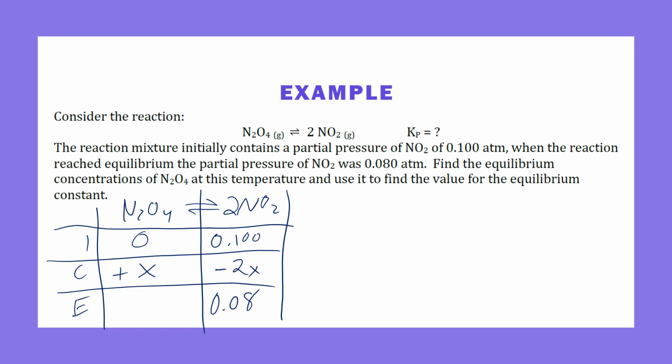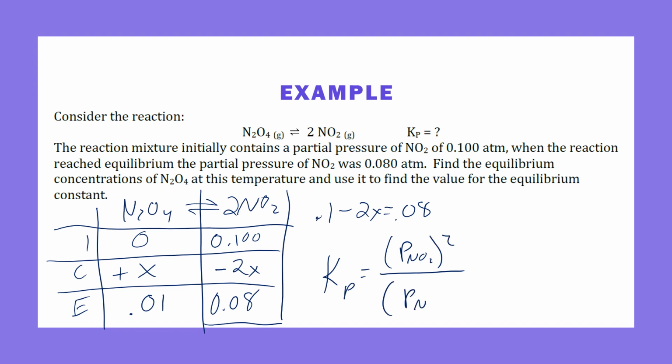We can solve the NO2 column now. 0.1 minus 2x equals 0.08. So it goes down by 0.02, so x must be 0.01. Now we can go ahead and write our Kp expression. The pressure of NO2 squared over the pressure of N2O4. And so the pressure of NO2 is 0.08 squared over the N2O4 is 0.01. And when we solve, we get 0.64 is our value for Kp.